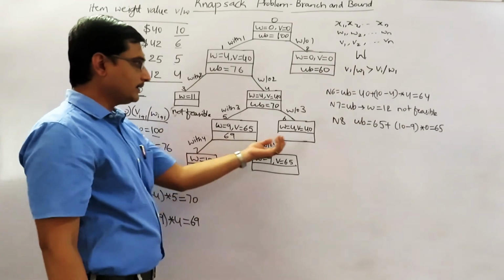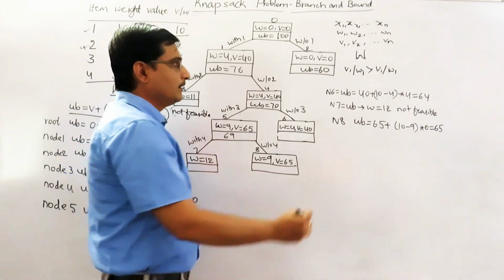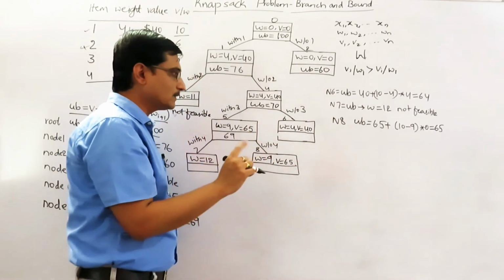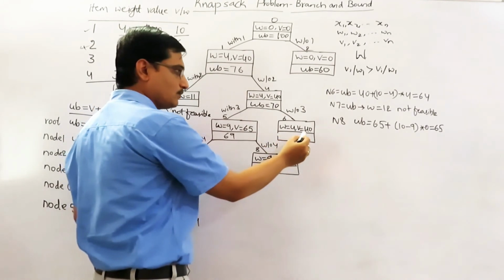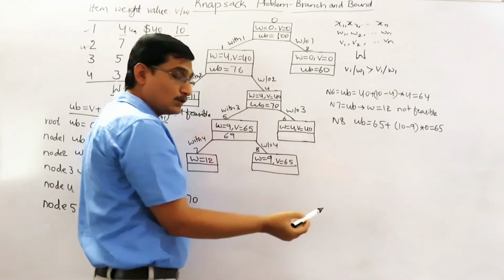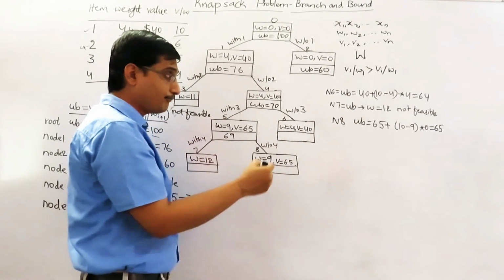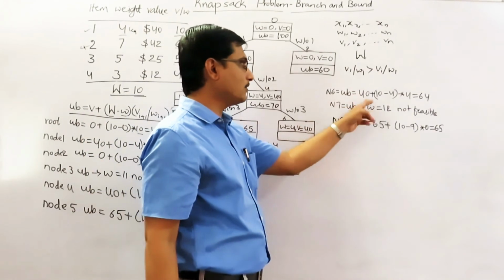Then we will go for the case without the third item. What will happen? Only the first item is included, so the weight will be 4, and the value is 4. We have not included the second item and the third item as well. We should think of including the fourth item. That is how we can calculate the upper bound.